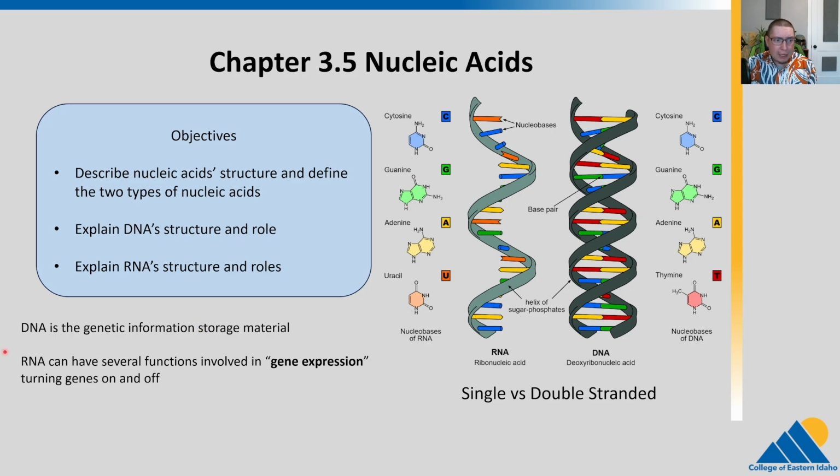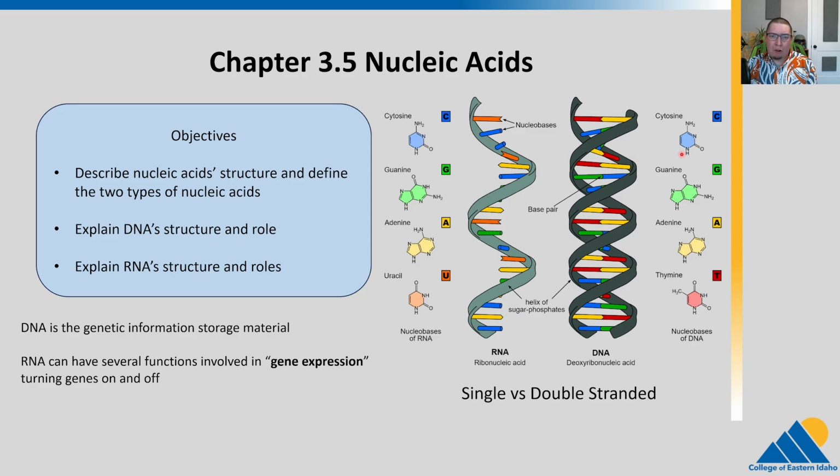RNA, on the other hand, has several diverse functions. It is primarily involved in the process of what we call gene expression. Gene expression is turning genes on and off. I will define precisely what a gene is, and the definition of a gene is very particular for this course. If you Google the definition of a gene, you will get several definitions. They are not necessarily all wrong, but there is a correct context that we're going to use the definition of a gene in for this course.